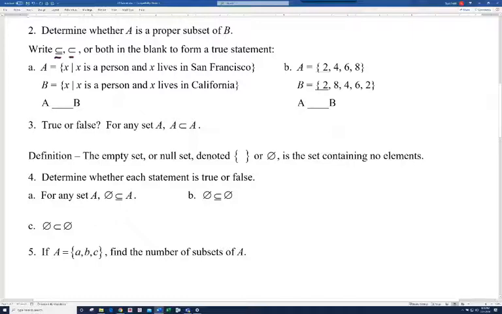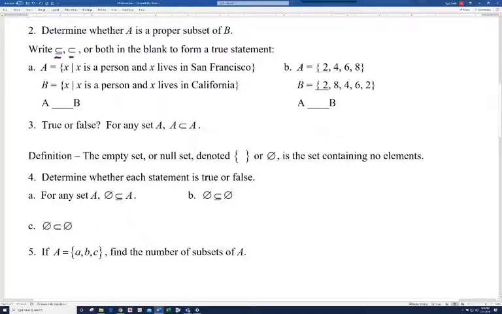So in A, we have A is equal to the set of all elements X, such that X is a person and X lives in San Francisco. So these are just people that live in San Francisco. B is the set of elements X such that X is a person and X lives in California. In other words, B is just people that live in California.